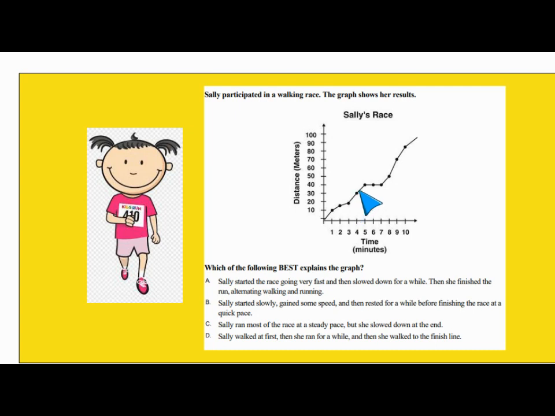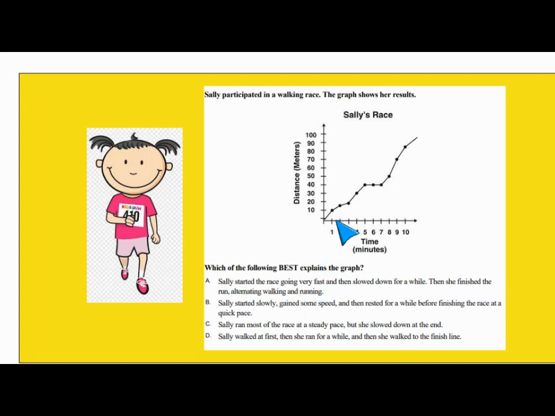So she's speeding up. What's happening here? These 2 minutes, she is taking a break. She's either sitting down, maybe she ran to the restroom, maybe she stopped at the water station. Then I see some acceleration. Between these minutes, she's going a further distance, so maybe she's doing some speed walking. So let's put a story with it. A: Sally started the race going very fast and then slowed down for a while. Then she finished the run alternating walking and running.